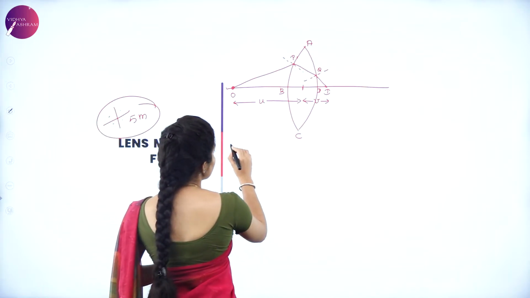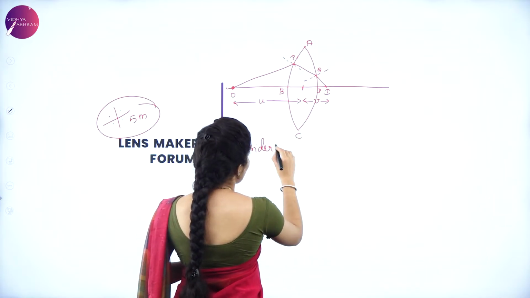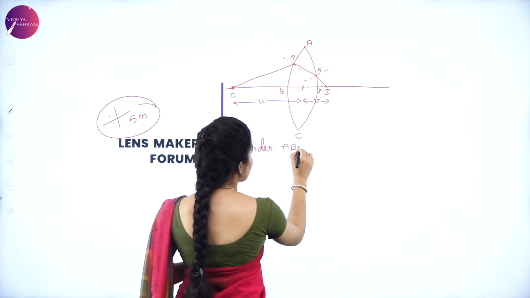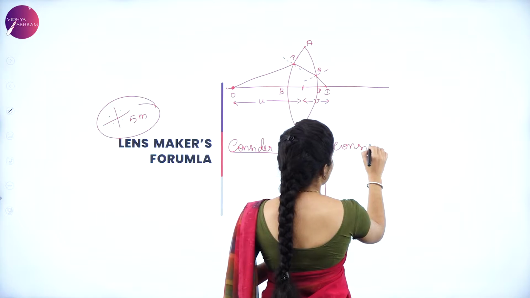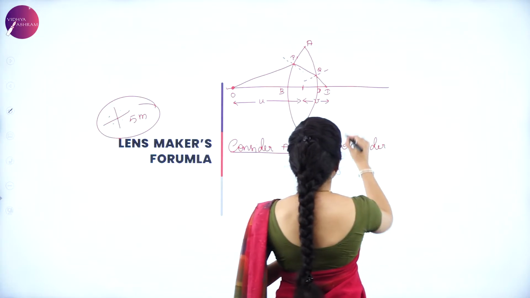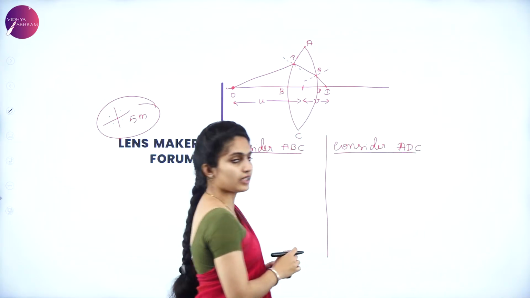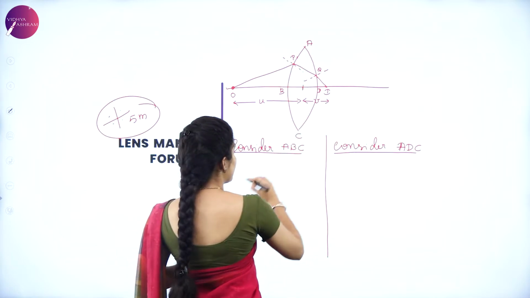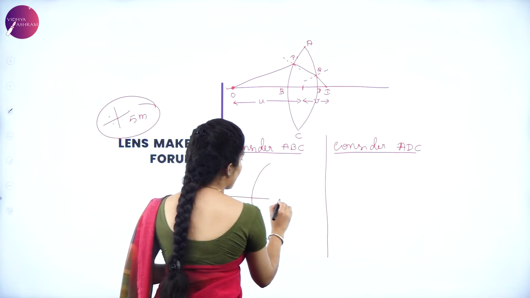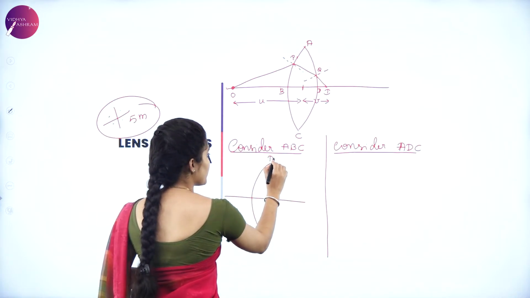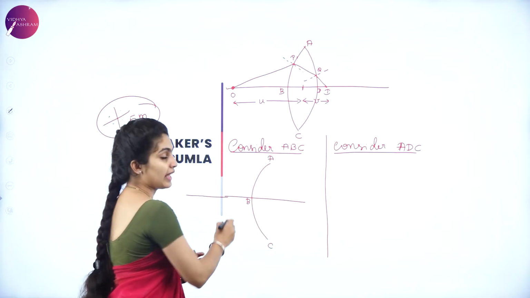Now, considering the lens, half of the lens is A, B, C, and next we consider A, D, C. Two sides we are supposed to consider. So now I'll consider only the A, B, C portion. This is the principal axis which is passing through it. This point is called A, this is B and this is C. Let me extend my principal axis a little more.